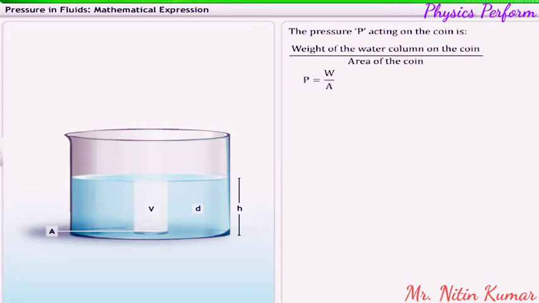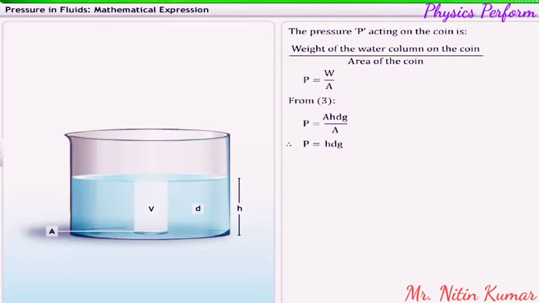From equation 3, we know W is equal to the product of A, H, D, and G. This gives the expression of fluid pressure P. P is equal to HDG, where H is the height of the water column, D is the density of the water, and G is the acceleration due to gravity.